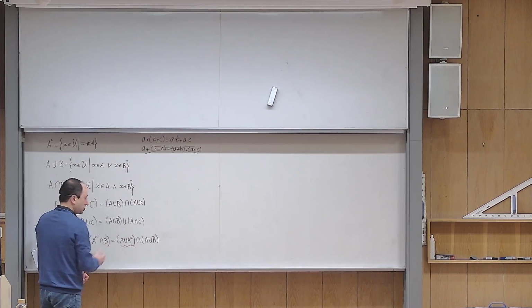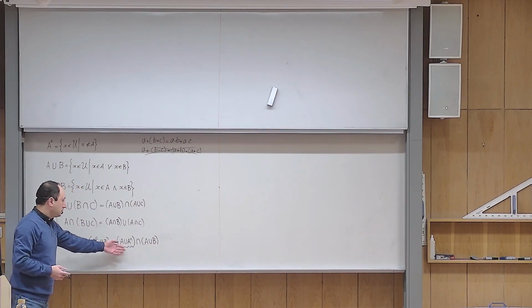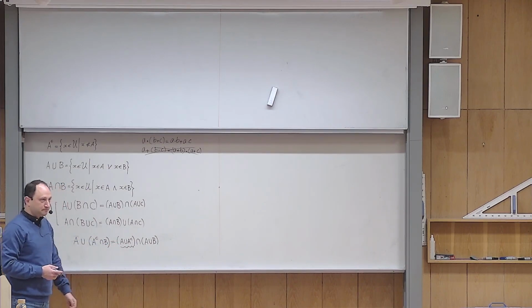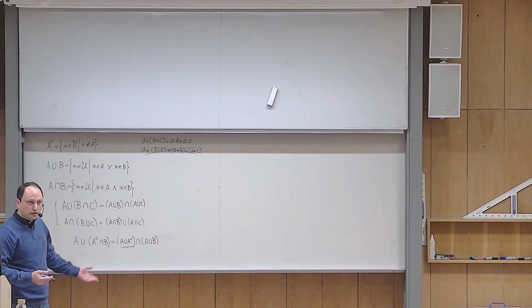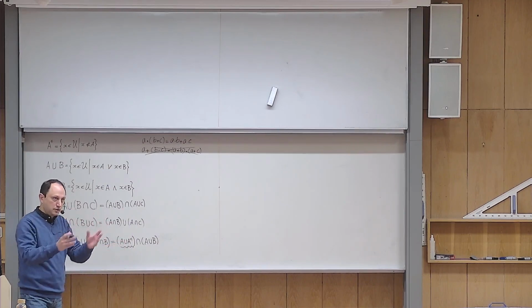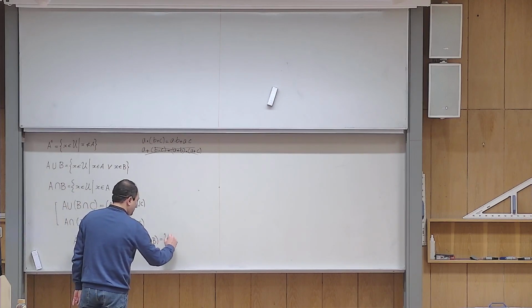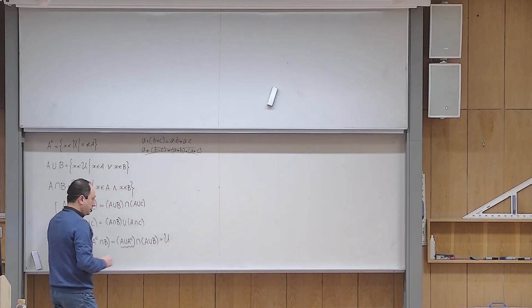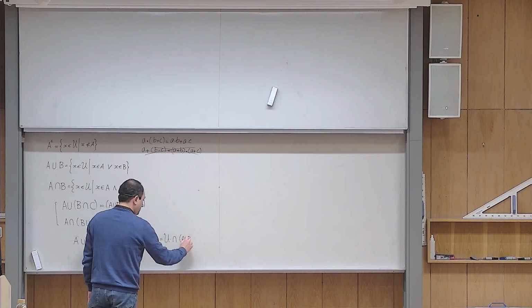But what happens for this one? A union A complement. I don't know anything about A, but do I need to know anything about A to be able to answer this? No, because you can conclude that it's the universal set. That's always the universal set. If you have a set and you have its complement and union them, definitely it becomes the universal set. So instead of this one, I can go further and write the universal set, and then intersection with A union B.